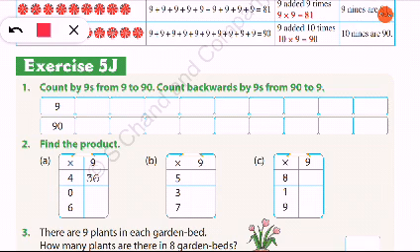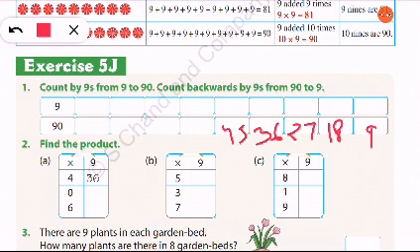Now you have to write from the backward. Write from here. So we will start. 9 ones are 9, 9 twos are 18, 9 threes are 27, 9 fours are 36, 9 fives are 45, 9 sixes are 54, 9 sevens are 63, 9 eights are 72, 9 nines are 81 and 9 tens are 90. Okay, so you have to write the table in the similar form.